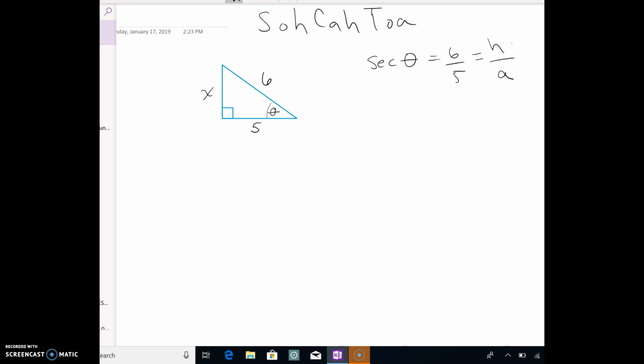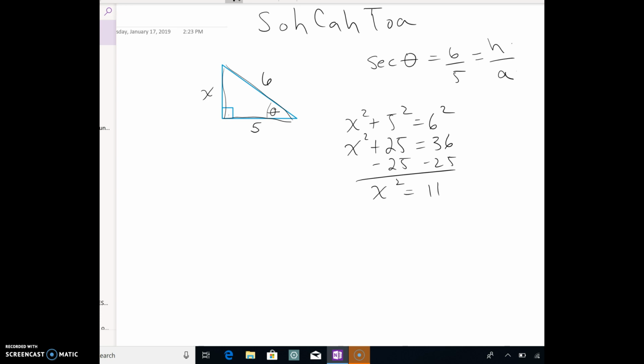Now the Pythagorean theorem tells us that leg squared plus leg squared is equal to hypotenuse squared. So we're going to call it x squared plus 5 squared is equal to 6 squared. That's the same thing as saying x squared plus 25 is equal to 36. Subtract 25 from each side. That's the same thing as saying x squared is equal to 11. Take the square root. Don't forget your plus or minus. That's the same thing as saying x is equal to plus or minus the square root of 11.